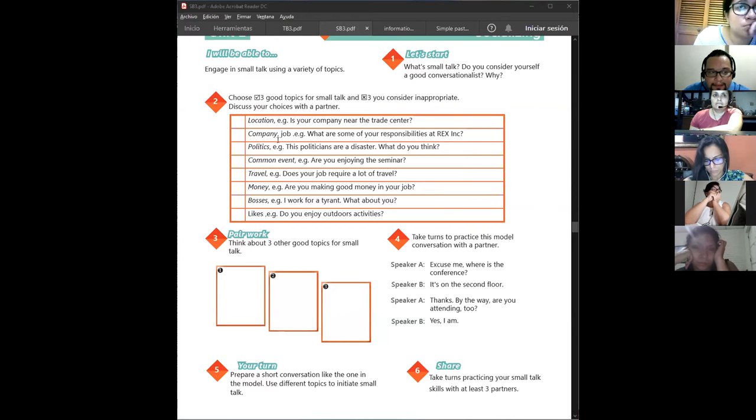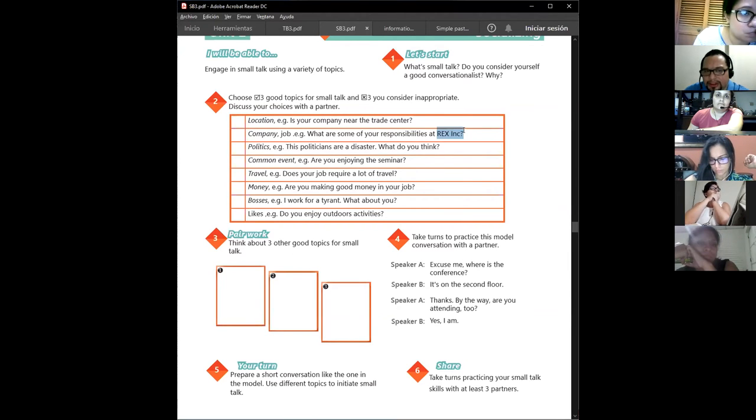Okay, we have the location in this case, it's a company or a job. What are some of your responsibilities at Rex Inc? Okay, we can change this one. En vez de decir Rex Inc, podemos utilizar la compañía para la que ustedes trabajan. Podemos hablar de política. The politicians are a disaster. What do you think?